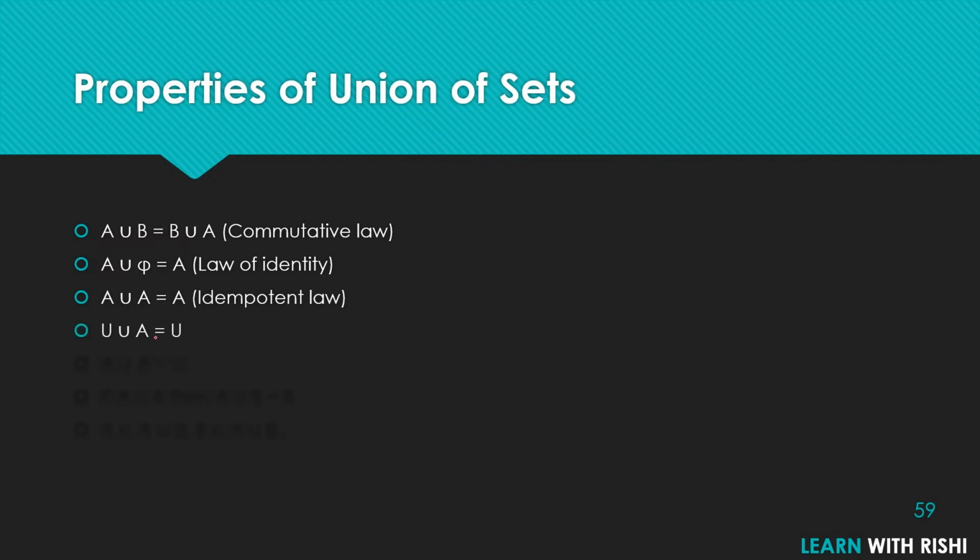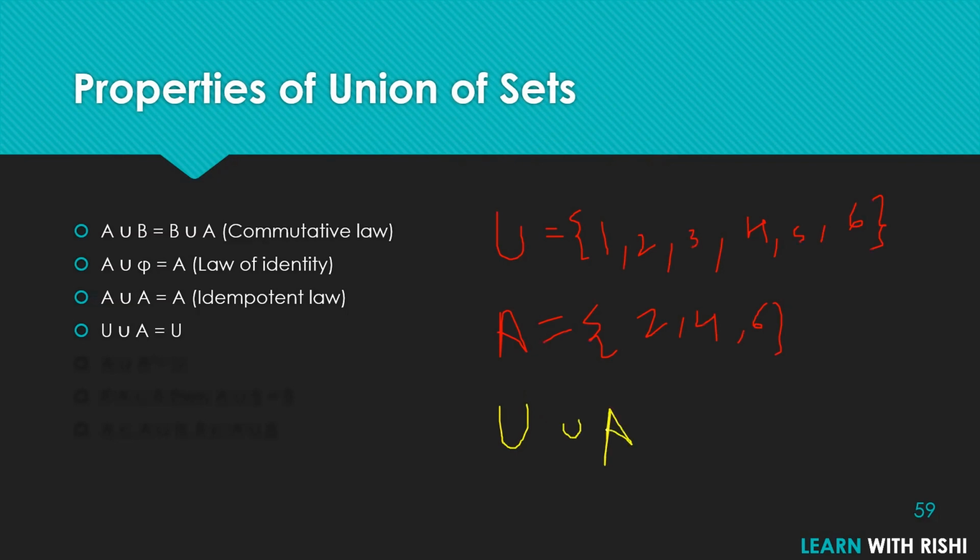Universal set union A is equal to universal set. For example, my universal set is 1, 2, 3, 4, 5, 6. These are my 6 elements in the universal set, and my set A is 2, 4, 6. So this is my universal set and this is my set A. Now, if you want to write the union of both the sets, universal set union set A.